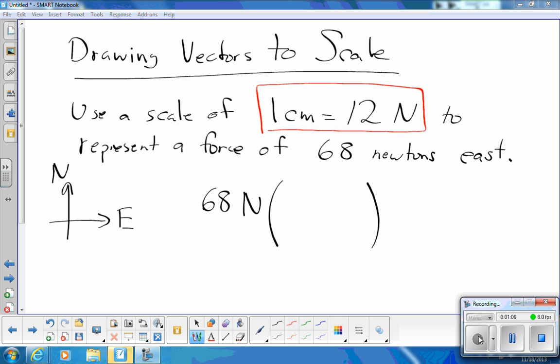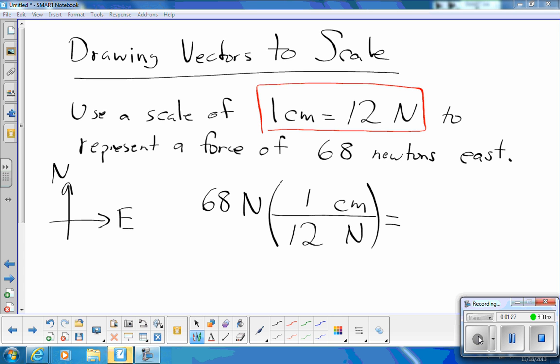So I'm going to do these same steps I've done for converting units, put the parentheses in a line. I then say, where do I put the units? Well, I want the newtons to cancel. They go in the bottom. I want to end up with centimeters. They go in the top. And then I put numbers in the front of each one as they appear in that conversion factor. 1 centimeter equals 12 newtons.